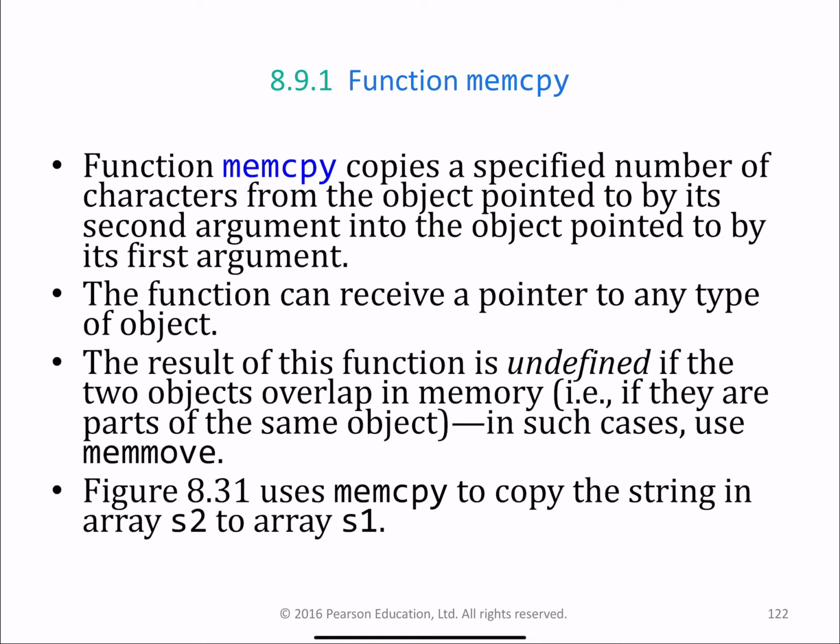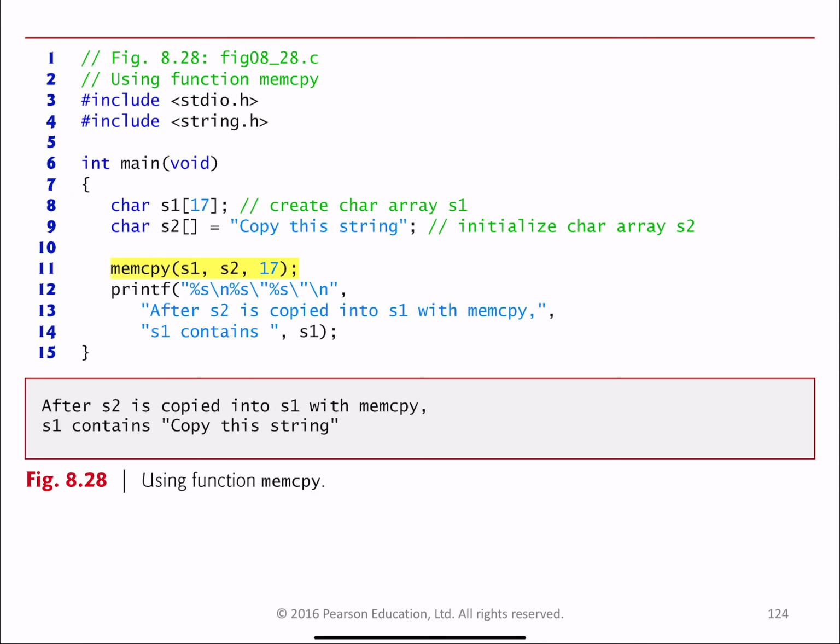So let me just jump directly, since I think you already understand what these functions do. Let me jump directly to the examples. So over here, memcopy, we have a character array S1, size 17, and we have another character array S2 containing this string, copy space this space string. And we use the memcopy function to copy the contents of S2 into S1, and we do that for 17 bytes. And after we do that, we call the printf function. We print out this string after S2 is copied into S1 with memcopy. S1 contains, and then we print out S1. That's what's happening. And when we print out S1, this is what we'll see. Copy this string.